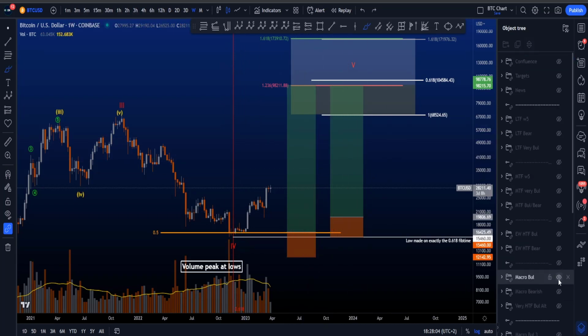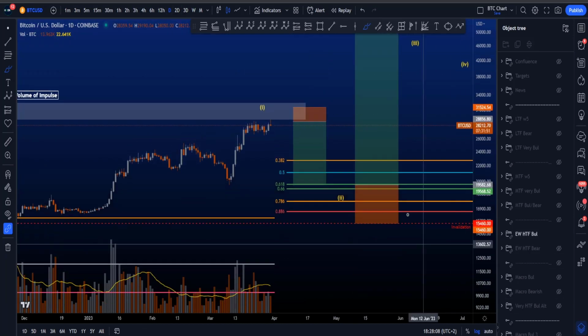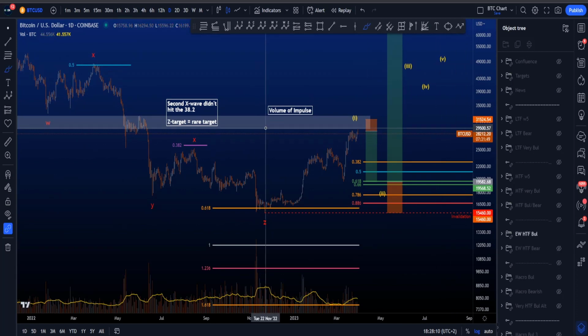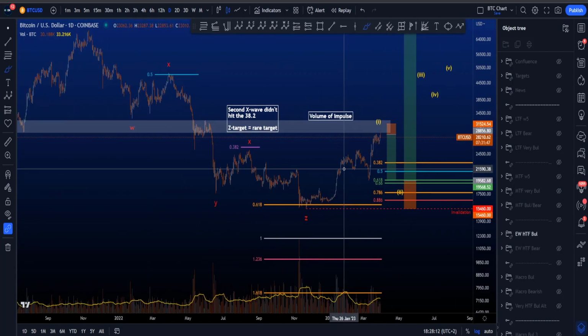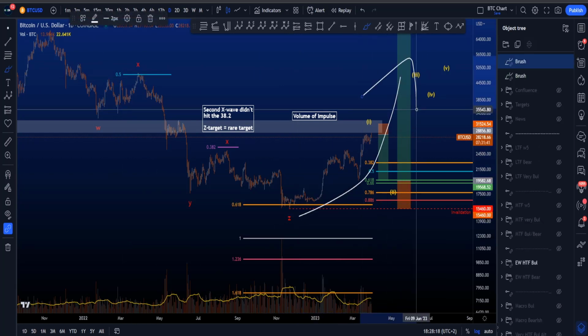If we then go to my preferred scenario on the daily time frame, the high time frame, this is what I'm currently looking for. So again, this of course matches the macro time frame with the bullish scenario, where this is the low of wave 4 and we're now looking for more upside.